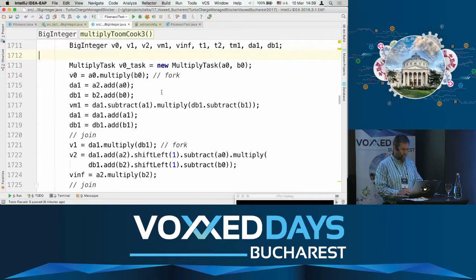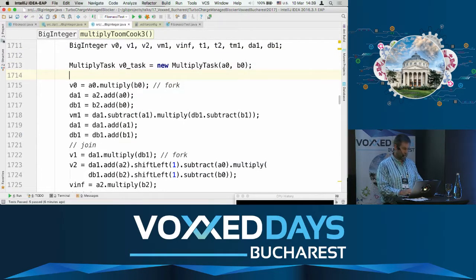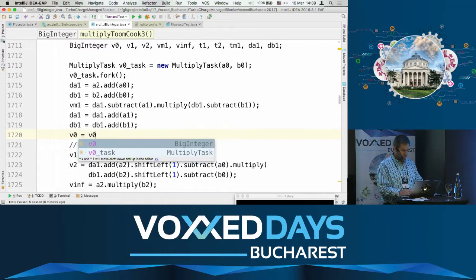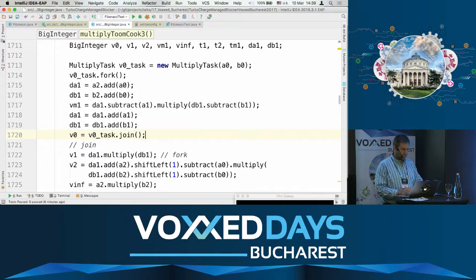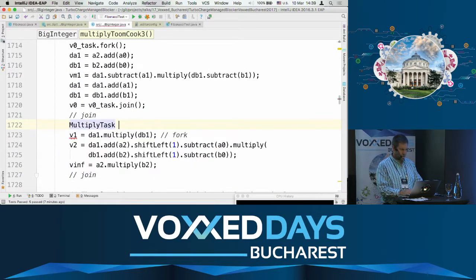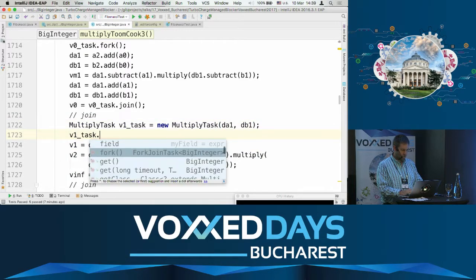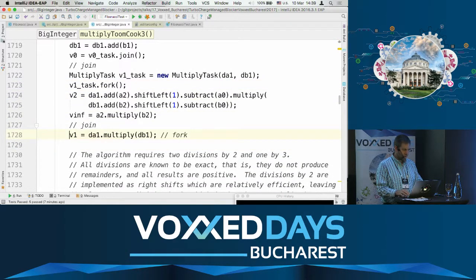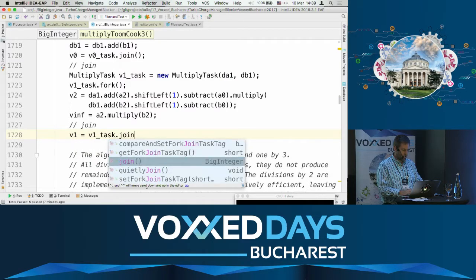All right, let's get back here. After I've created my multiply task, I'm going to say v0 task.fork. And then once I've done all the other calculations, I'm going to join the v0 task over here. And we'll do the same thing for V1. MultiplyTask V1 task equals new MultiplyTask. This time it's da1, comma db1, V1 task.fork. And at the end, we're going to join again. We're going to say V1 task.join.